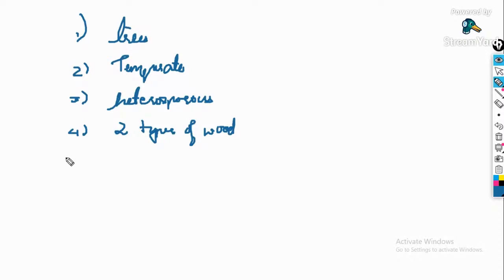And the dominant phase, fifth point. The dominant phase is sporophyte. Sixth point, stem is both branched and unbranched. Branched in case of pinus and unbranched in case of cycas. Then seventh point, leaves. Leaves of cycas show pinnation.